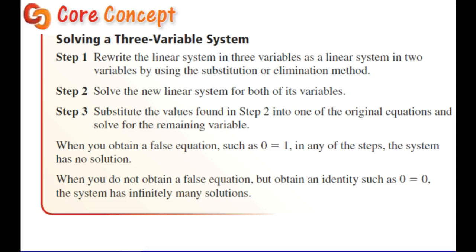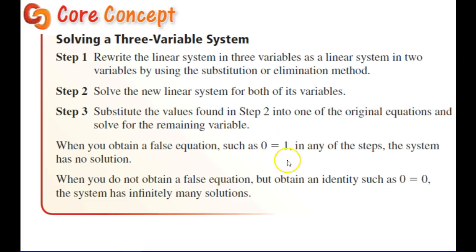Okay, so first we want to look at our steps, and we're going to walk through these over and over. So if you don't write these down exactly, that's just fine. Our first step is to rewrite the system that's in 3 variables as a system in 2 variables. We're going to use either substitution or elimination, whichever one works best. If you totally remember substitution and that's all you remember, great, use that one. Then step 2, we're going to solve the new linear system for both variables. And then step 3, we're going to substitute those variables that we just found into the original equation.